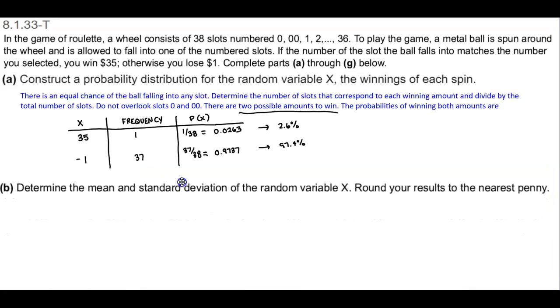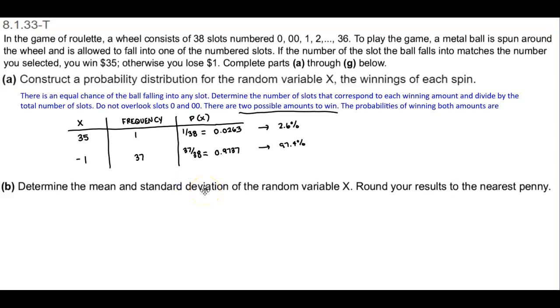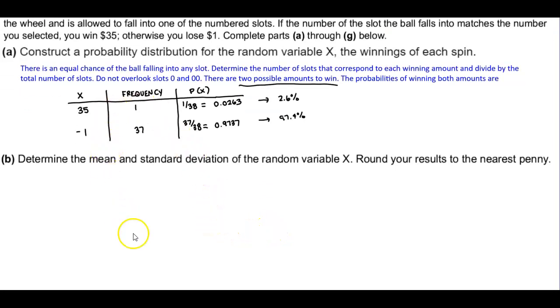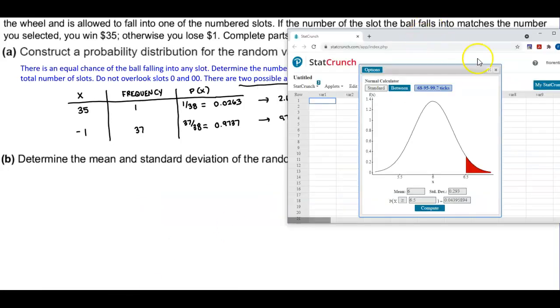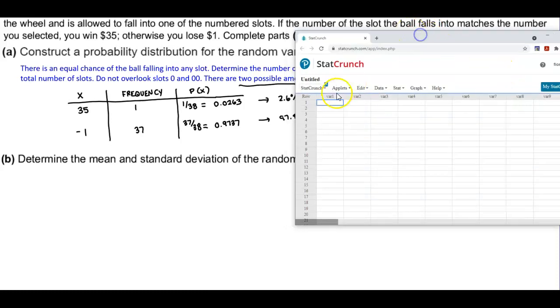Now what we want to do is determine the mean and the standard deviation of the random variable x. And then we're going to round our results to the nearest penny. So what we want to do is put this in StatCrunch and then easily determine what our mean and our standard deviation are going to be. So here, we're going into StatCrunch. We're going to list our values. What are the chances of winning? How many -1s do we have? Well, we have 37, so we're going to put -1 37 times.